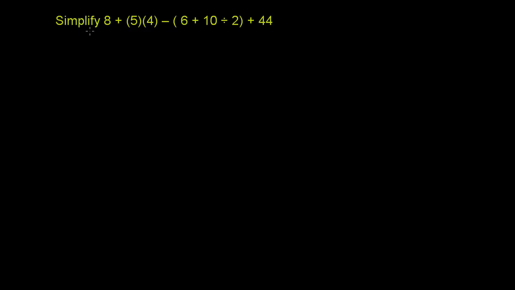We're asked to simplify 8 plus 5 times 4 minus, and then in parentheses, 6 plus 10 divided by 2, plus 44. Whenever you see some type of crazy expression like this, where you have parentheses and addition and subtraction and division, you always want to keep the order of operations in mind. And let me write them down over here.